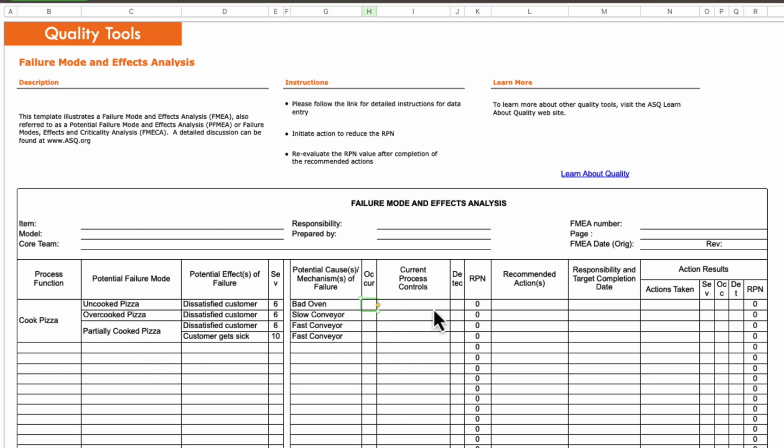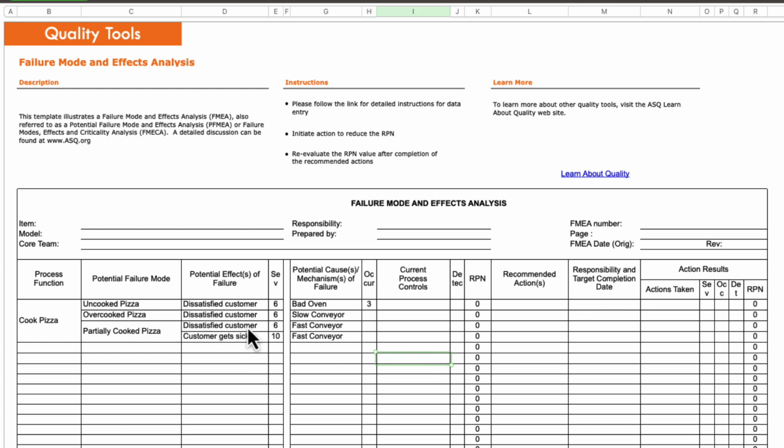Now what you want to do is talk about the occurrence. And remember, we're going to be doing the occurrence for that cause. So for example, a bad oven. How often would we have a bad oven that would cause an uncooked pizza, right? Probably not very often, right? You probably wouldn't have a bad oven that often. So I'm going to put that as a low occurrence.